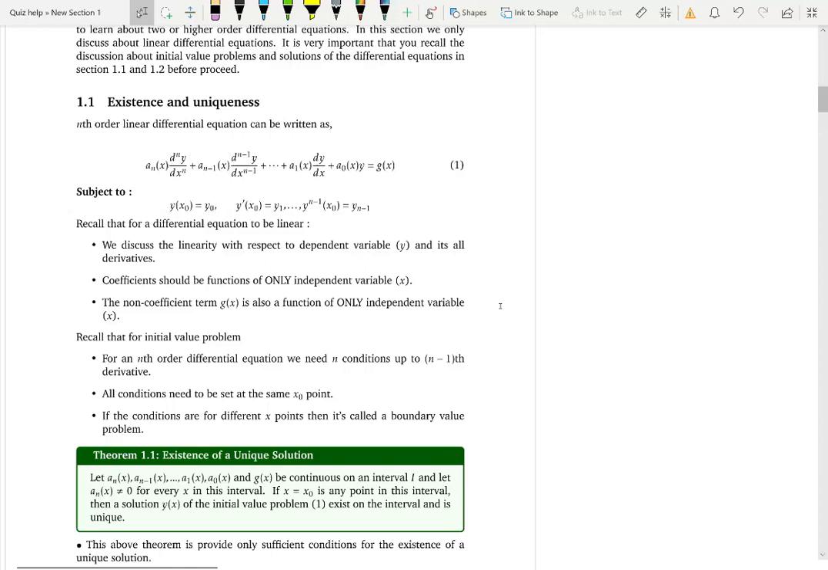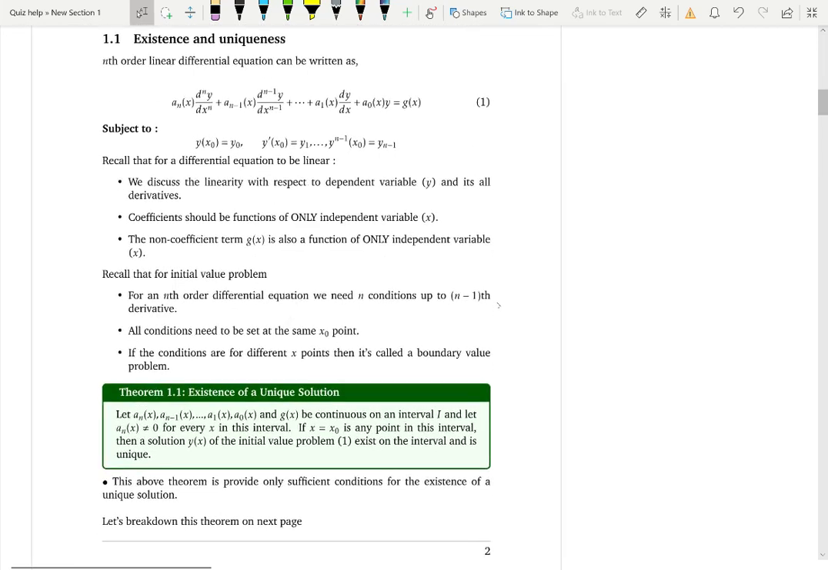We are going to learn this new existence and uniqueness of a solution theorem. Now, why do we need a new theorem? Because our old theorem is only valid for first order differential equations. But this new theorem is valid for higher order linear differential equations subjected to initial conditions. Alright, so let's get started.